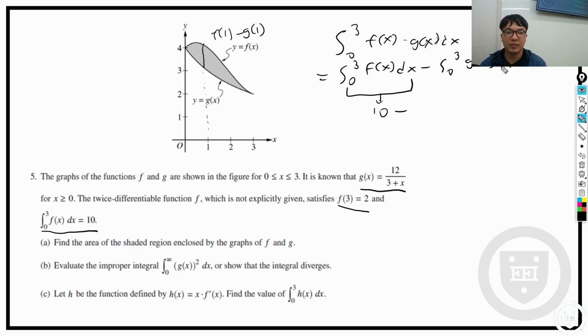It is equal to 10, so this is a lot easier to calculate. This right-hand side, we're not quite as lucky, but as you can see here, the range is 0 to 3. Therefore, since that is greater than or equal to 0, we know that g of x in this region must be equal to 12 over 3 plus x. So we can plug it in directly.